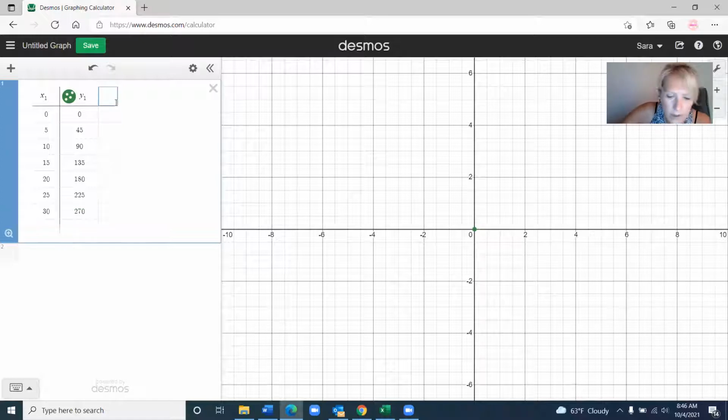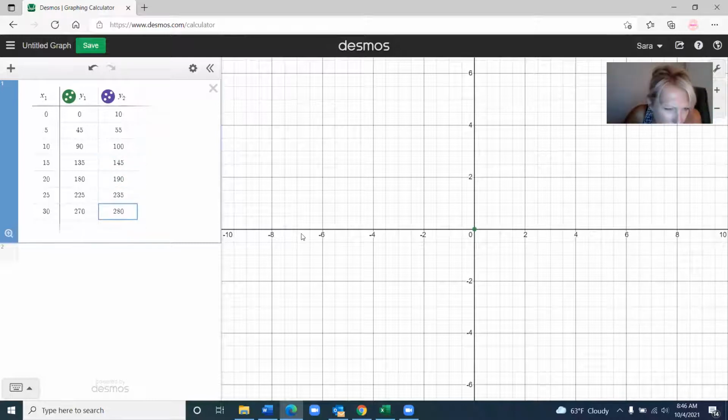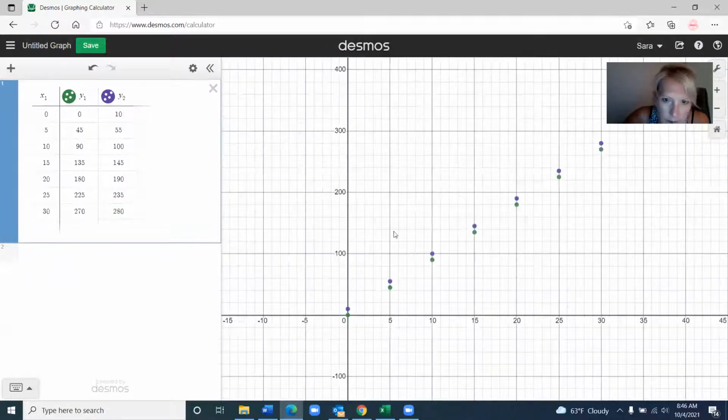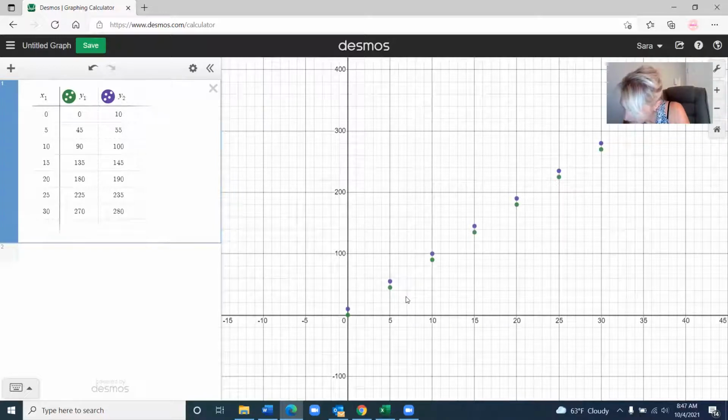And then we said this is going to be Y2, we're going to add in the delivery fee. So 10, 55, 100, 190. I'm going to hit my magnifying glass, and you can see the green is without the delivery fee and the purple is with the delivery fee. So it's all just really shifted up, right? And how much is it shifted up? That's a question. So let's go to page 174.